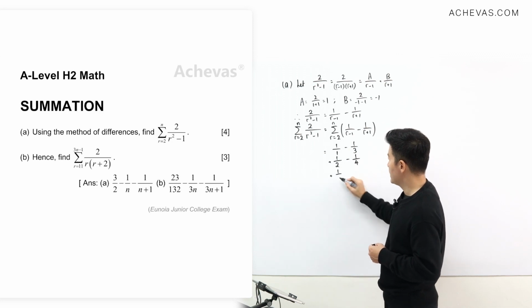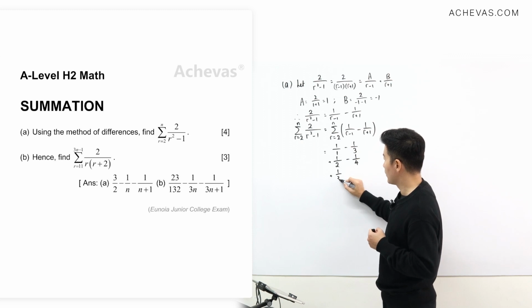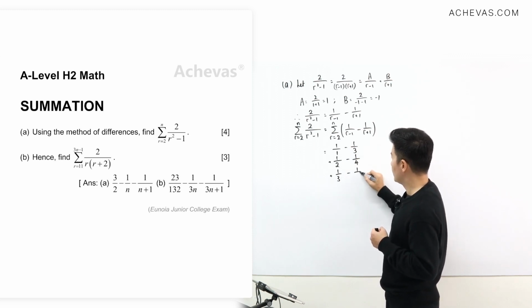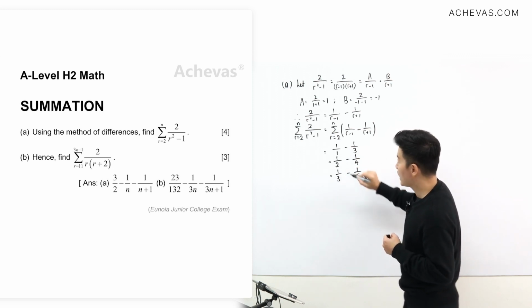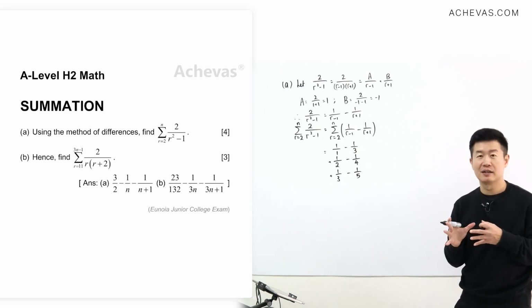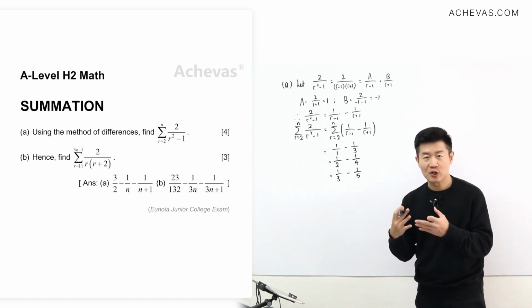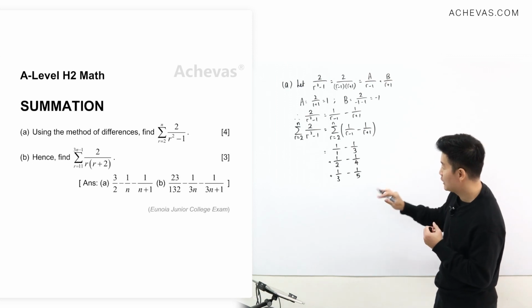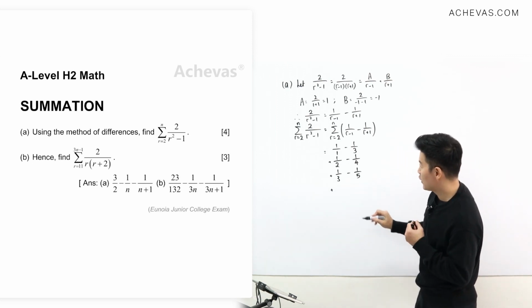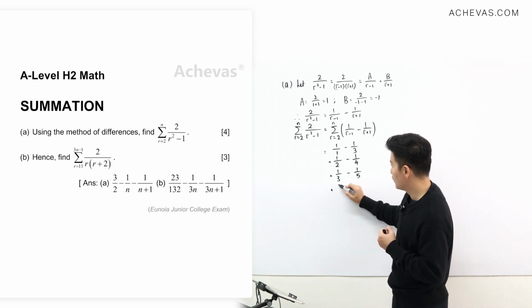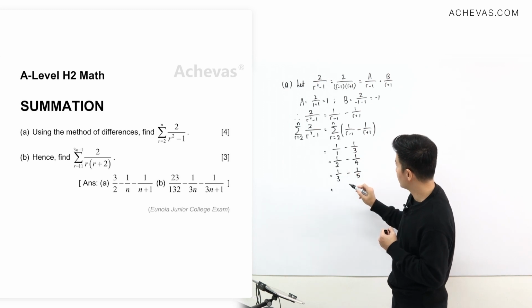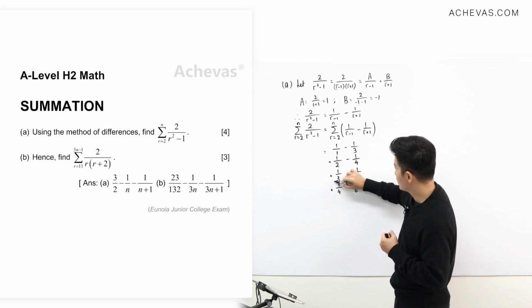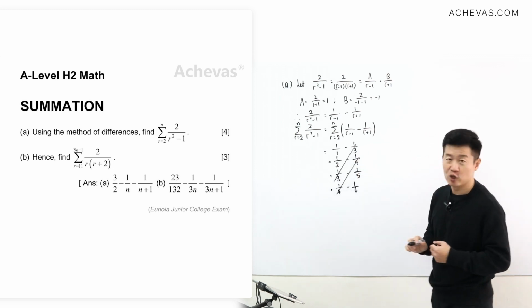Then when r is equal to 4, this is going to be 1 over 4 minus 1, so 3, minus 1 over 5. We are seeing one set of cancellation, but we need a pattern in order for us to make use of the method of difference to evaluate this. So let's write down one more term, which is when r is equal to 5. That will be 1 over 4 minus 1 over 6. So we see that these are going to be cancelled.